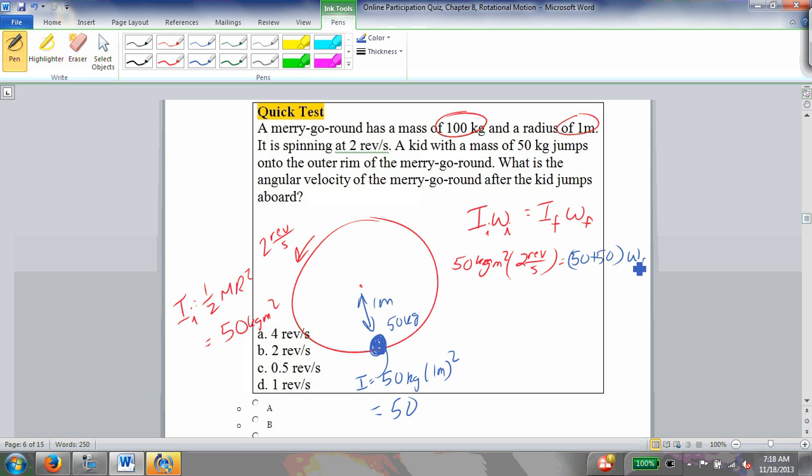My moment of inertia increases by a factor of 2, so that means omega final decreases by a factor of 2. So it's 1 revolution per second. Notice that the units here, kilogram meter squared, cancel, just leaving revolutions per second. That's what I want the answer in. Oh, it's not D, sorry, it's D. 1 revolution per second.